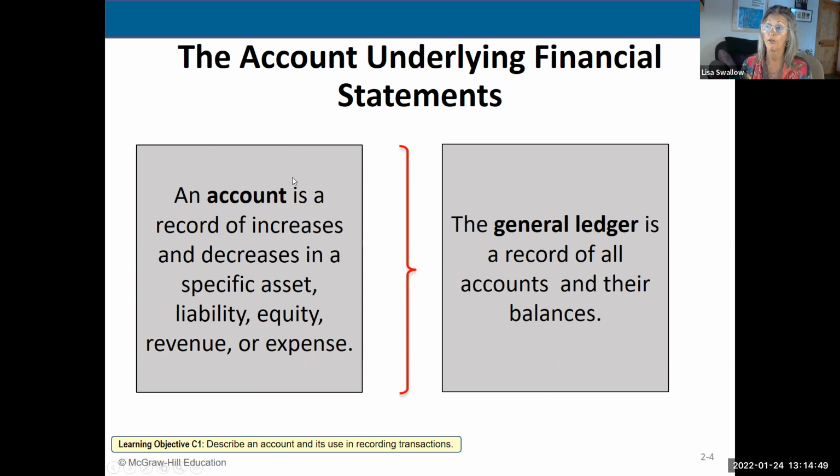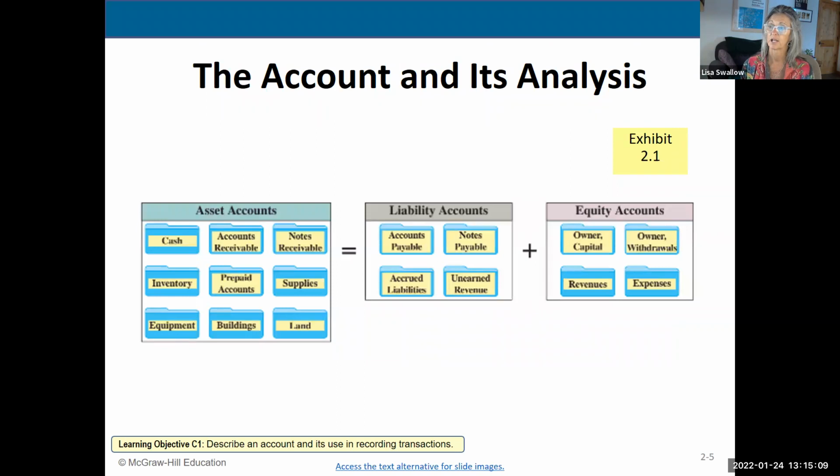And when you put all of those together, that is your general ledger. Okay, so remember, I'm analyzing, then I'm journalizing in the general journal, then I'm posting to the general ledger, and the general ledger is a compilation of all the accounts. And there's nothing really new here because we've looked at all this in chapter 1, right?